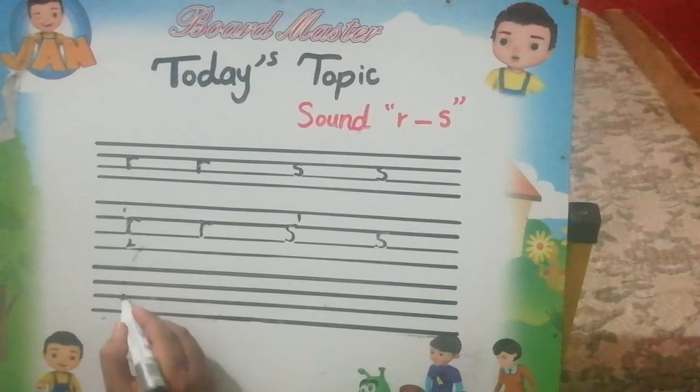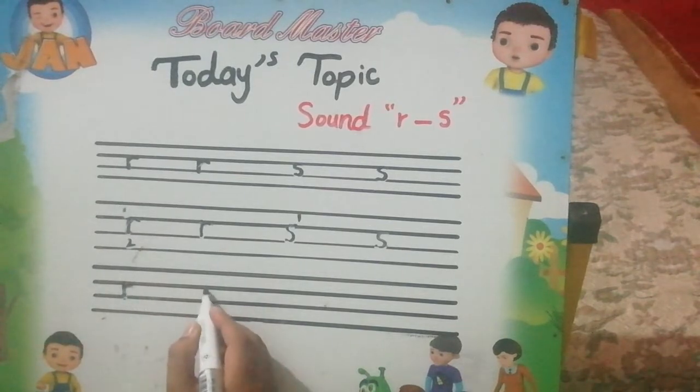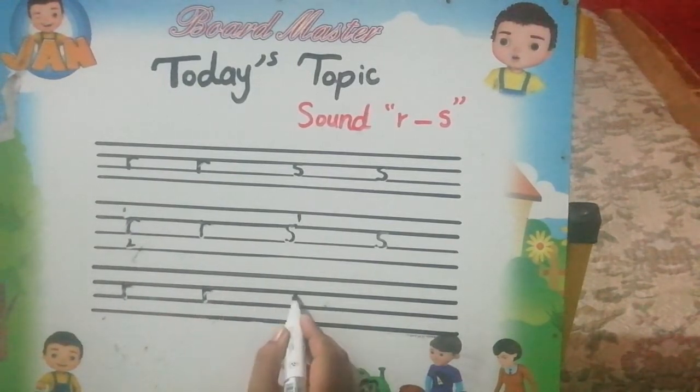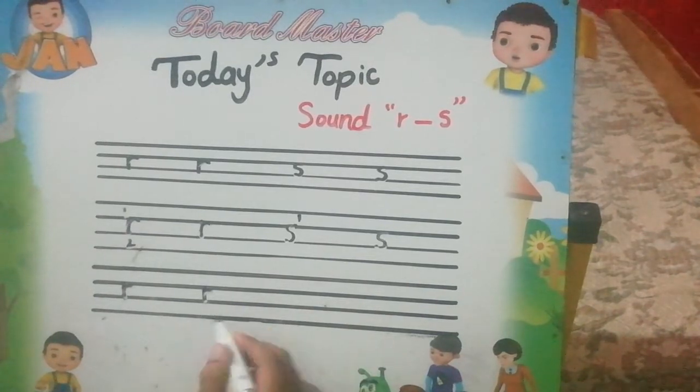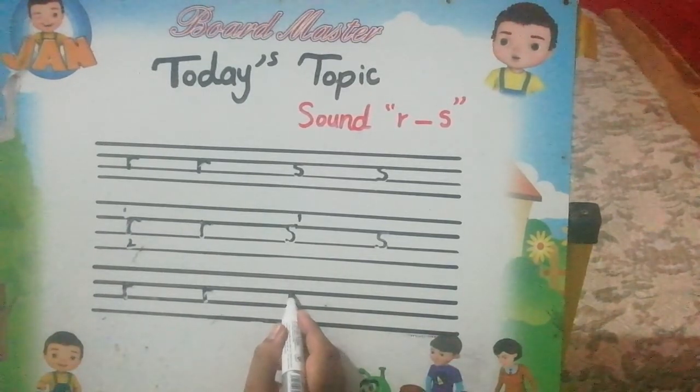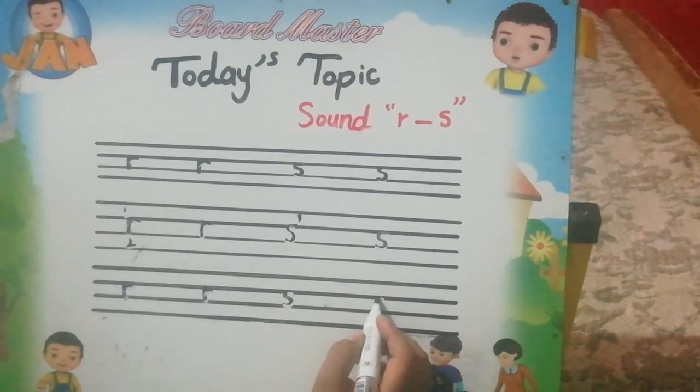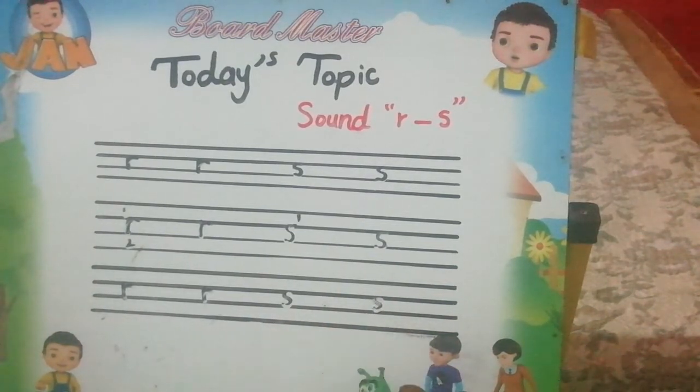Now again I'm writing r. Make a straight line and then make a hook. A straight line and then make a little hook here. What's this? It's R. Now I am writing S. Again I am writing S.